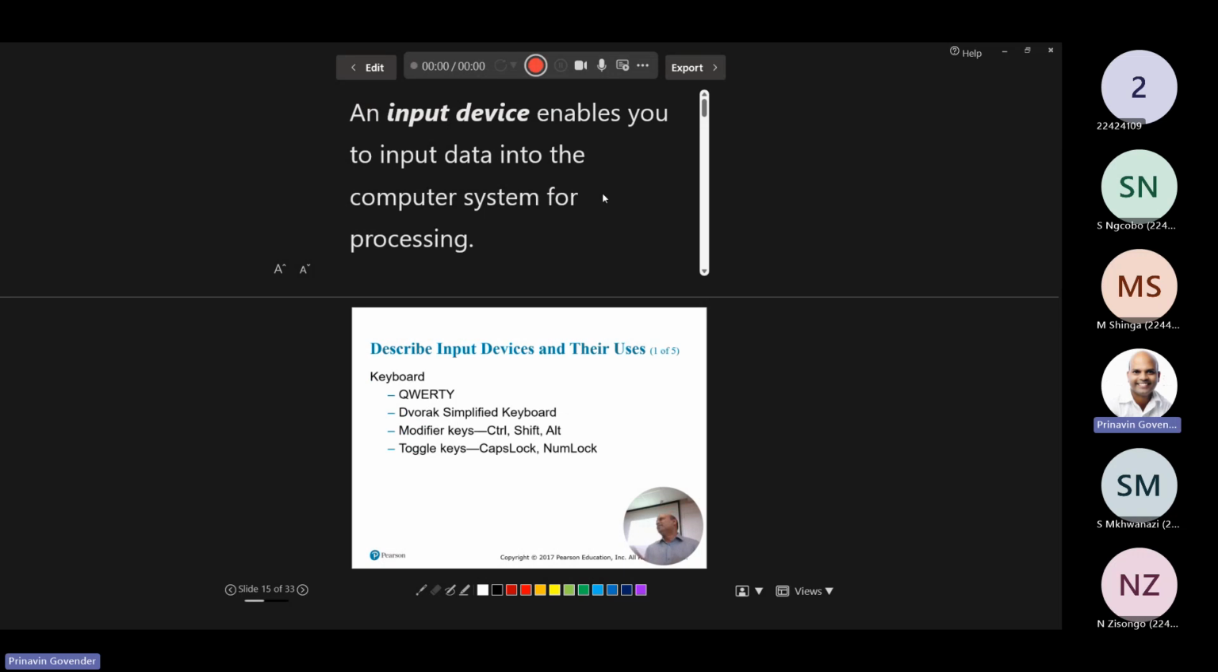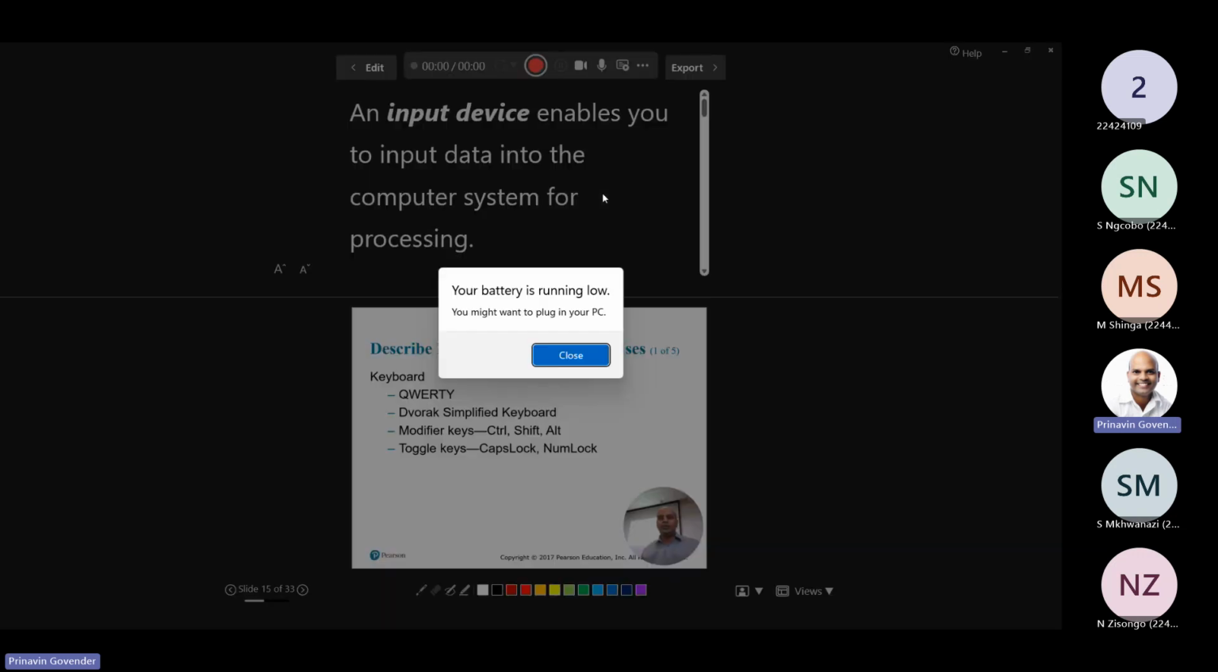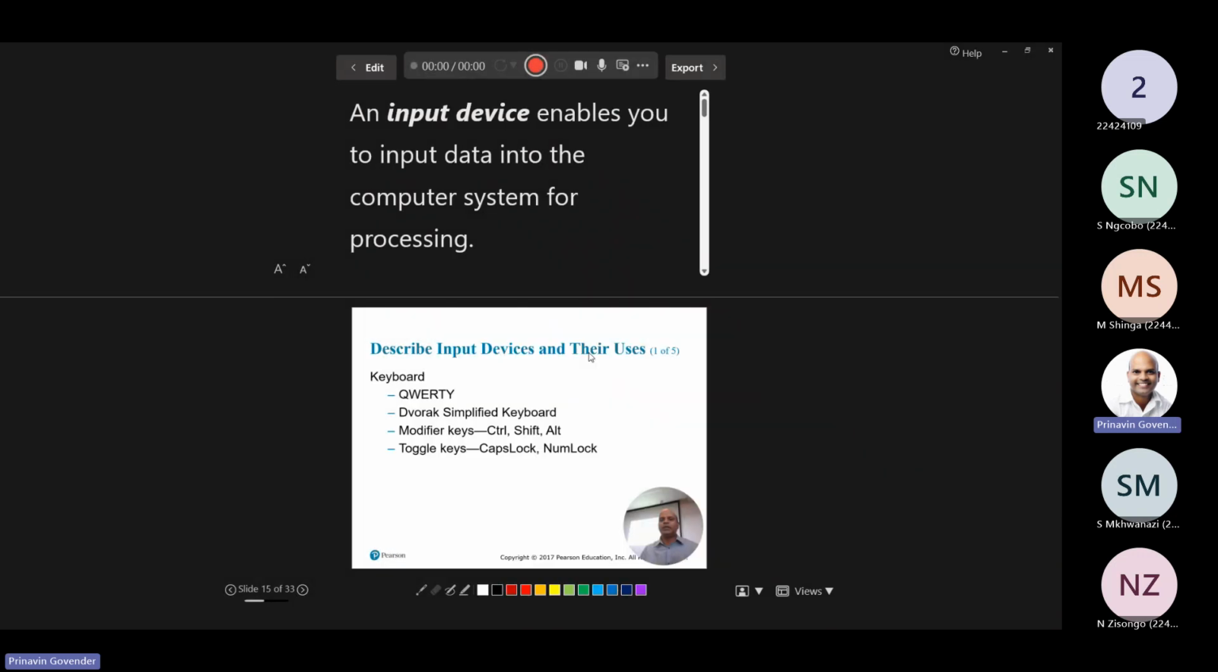Keyboard. Do I need to tell you what a keyboard is? Ooh, battery's running low, and it's already 10 o'clock. Let's quickly go through it. So keyboard, forget about it. You can go and read that. By the way, this keyboard is from the old typewriter days. I don't think some of you know a typewriter. When I was in school, we used to learn typing.